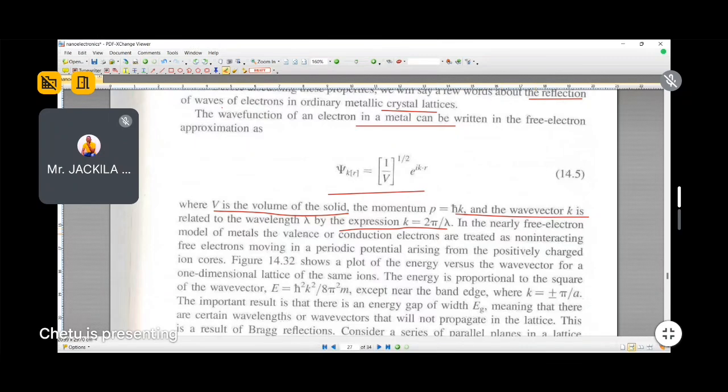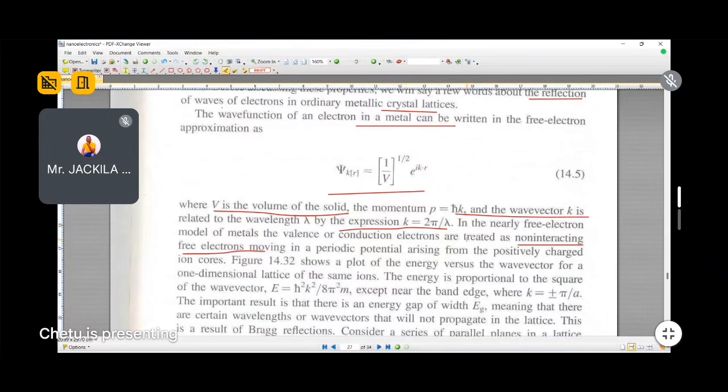Now in the nearly free electron model of a metal, the valence or conduction electrons are treated as non-interacting free electrons, because in a metal there is mainly no band gap. Band gap theory gives you three types of material: conducting, semiconducting, and insulating. Here the electron jumps from the valence band to the conduction band very easily because of the absence of a band gap. Secondly, this electron is not associated with an individual atom.